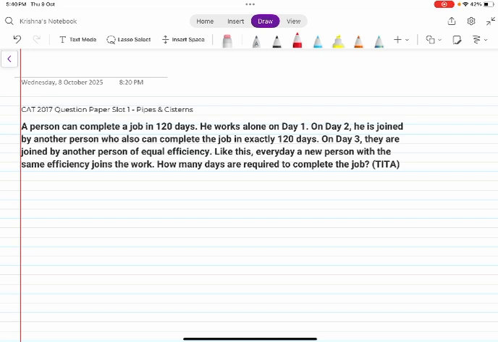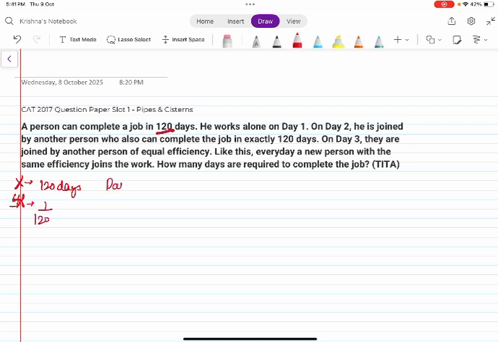You need to know a concept. It's given that a person can complete a job in 120 days. So if any person, let's assume X, completes a job in 120 days, what is his efficiency? Efficiency is the 1 day work. Efficiency is nothing but 1 upon 120, that is the reciprocal of the days.